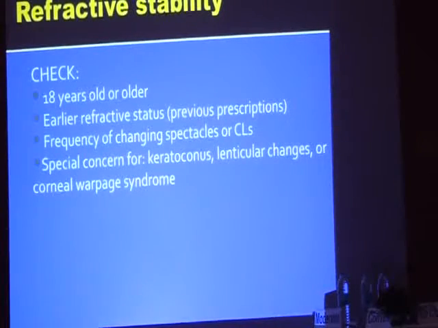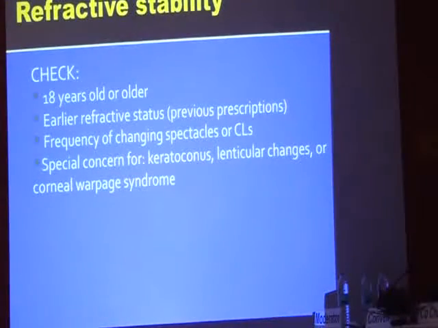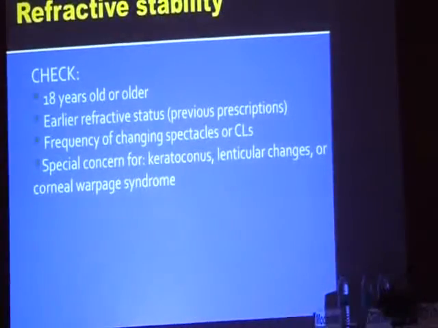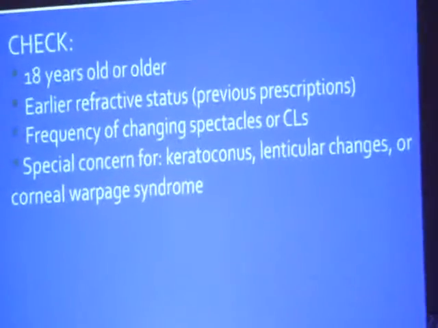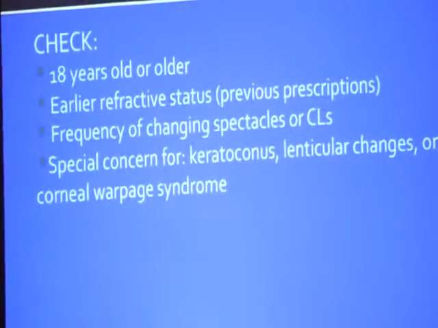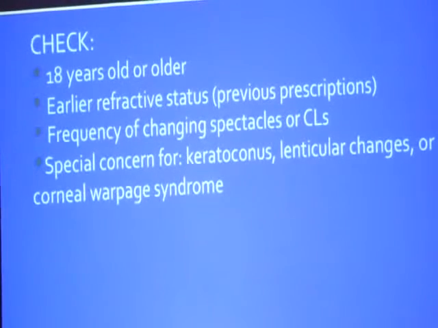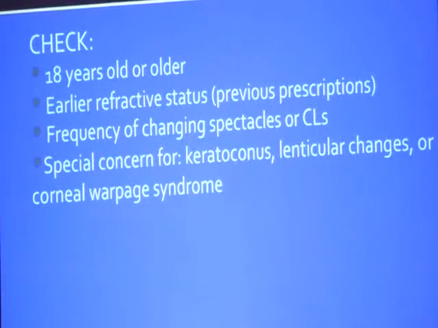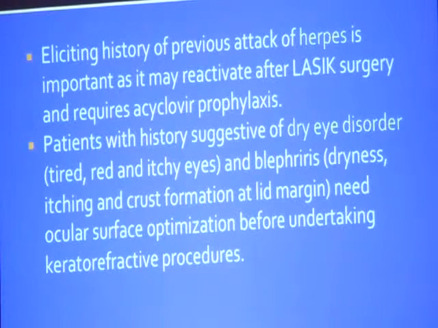There are special concerns if refractive instability is seen even after 18 years of age. The concerns are: a patient with forme fruste keratoconus; lenticular changes, especially if it is a pre-presbyopic or presbyopic age group and you are planning a presbyopic LASIK for the patient; and also corneal warpage syndrome for the patients who have been using contact lenses for a very long time.